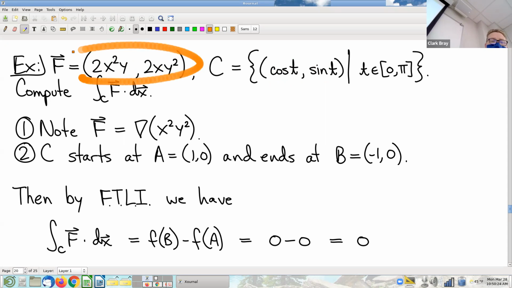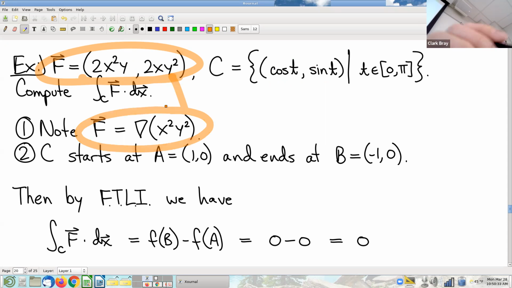By far, the slicker move is to notice, and I'll talk about this more in just a second, but hey, how about that? Check it out. That vector field is the gradient of that function, x squared, y squared. If I start with x squared, y squared and take the gradient, I get exactly this vector field.